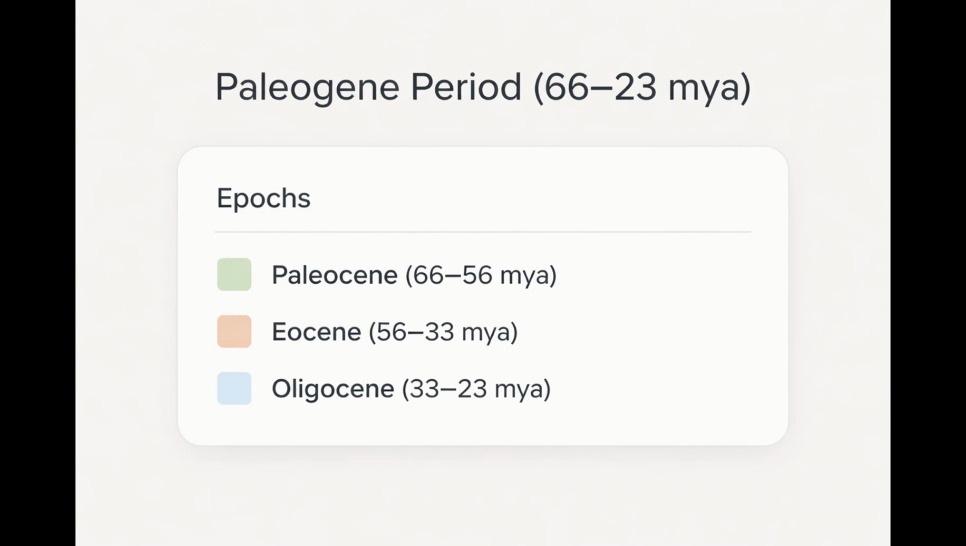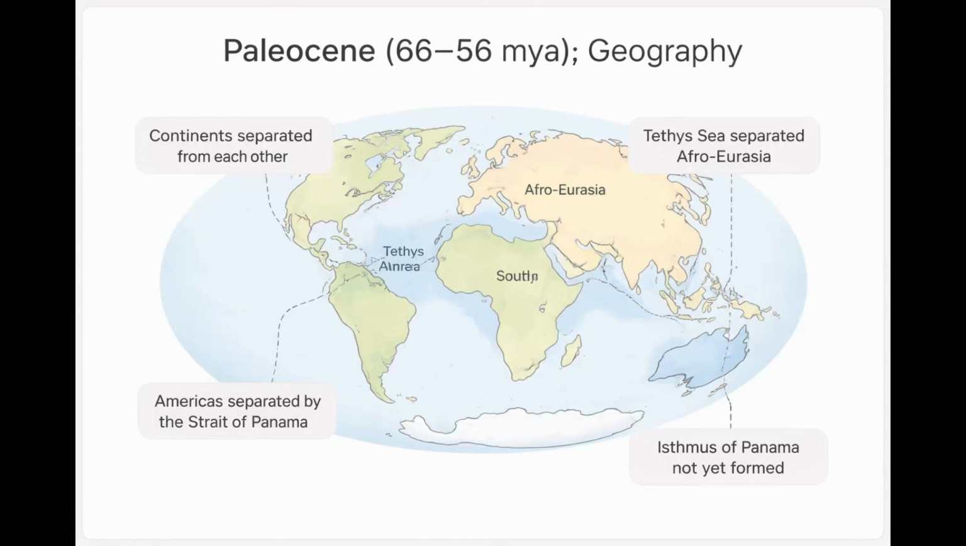The Paleogene period runs from about 66 to 23 million years ago. The material breaks it into three epochs: the Paleocene, the Eocene, and the Oligocene. Keeping these names straight helps because each epoch is associated with different climate patterns, continental configurations, and evolutionary expansions, especially among mammals.